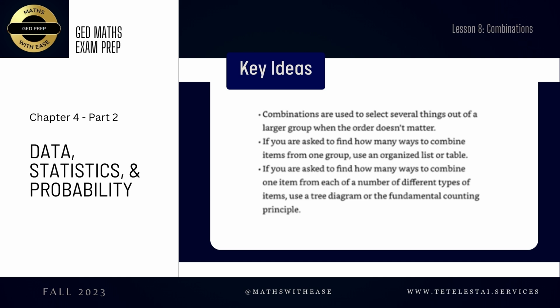The key idea to keep in mind here is that combinations are used to select several things out of a larger group when the order doesn't matter. So if you were asked to find out how many ways to combine items from one group, we could use an organized list or a table. And if you were asked to find out how many ways to combine one item from each of a number of different types of items, then you could use a tree diagram or the fundamental counting principle. And you'll see what this means in the examples that follow.